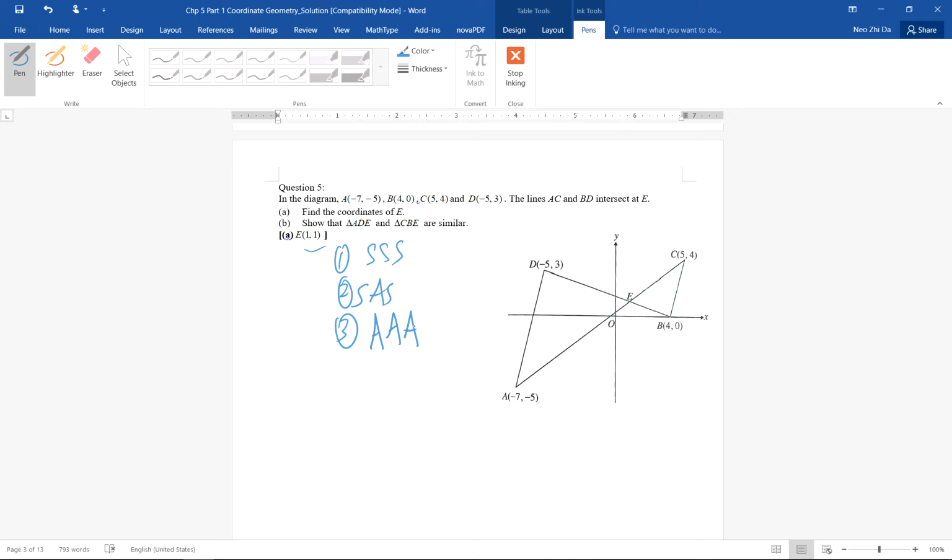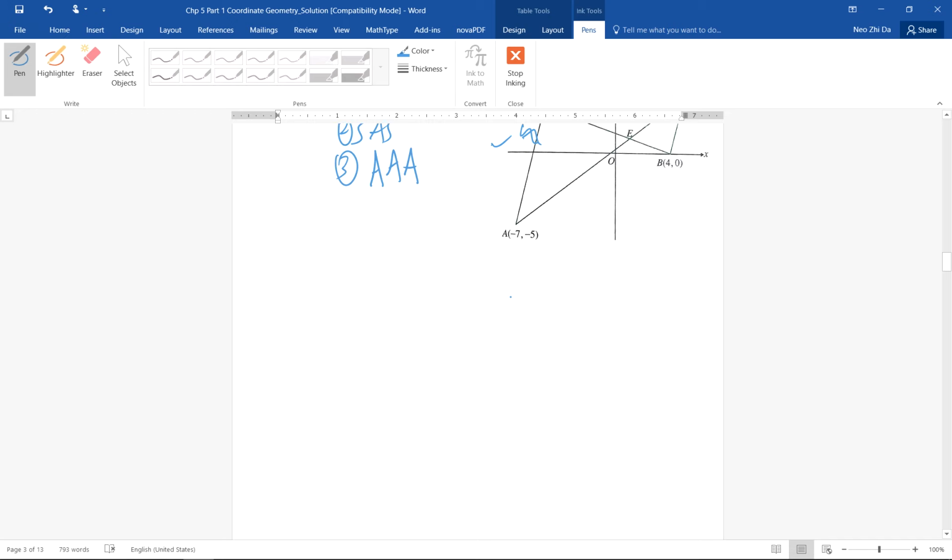How to go about it? I'll give you a hint. If I were you, I would find the gradient of AD and the gradient of CB to see whether they are parallel or not. If they are parallel, then things will be easy. Okay, so that's all for the hints for questions 4 and 5.